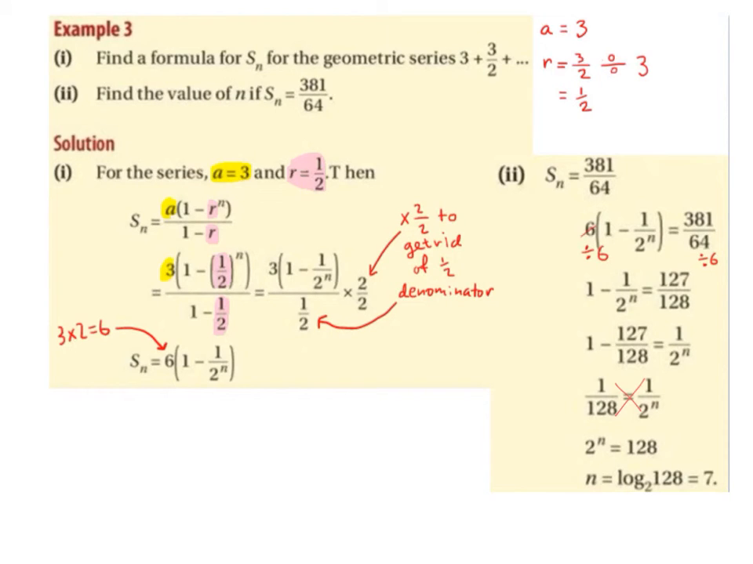So 1 times 2 to the power of n is 2 to the power of n, and 1 times 128 is 128. So we have 2 to the power of n equals 128, which is the same thing as log base 2 of 128, which is equal to 7. So 2 to the power of what gives us 128? Well, if we input into the calculator log base 2 of 128, it gives us 7. So 2 to the power of 7 equals 128, so our n equals 7. So the value of n, if Sn is 381 over 64, is 7.